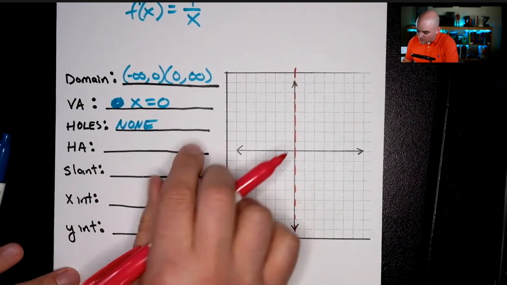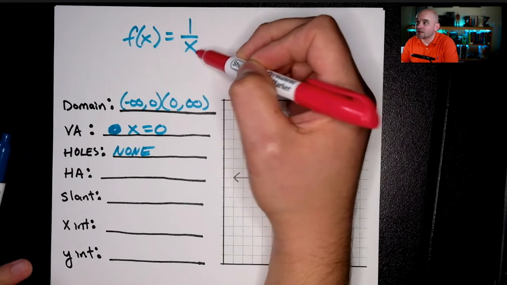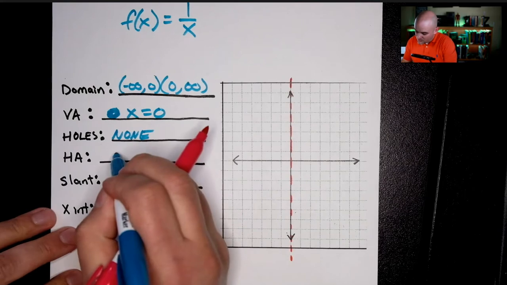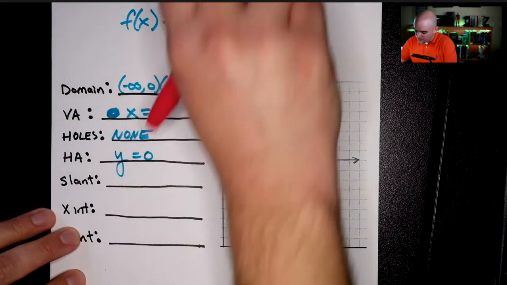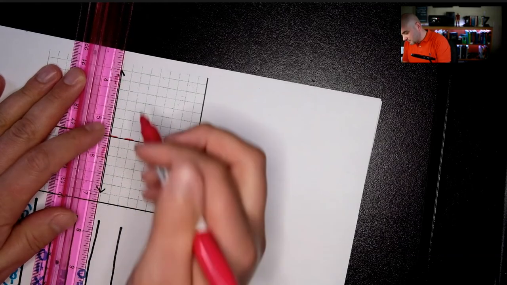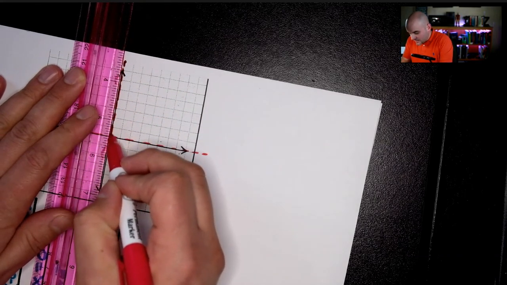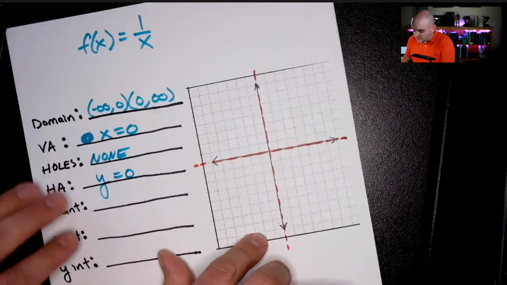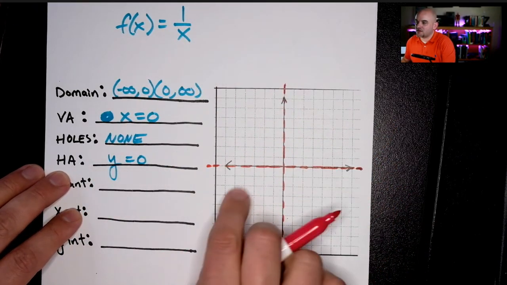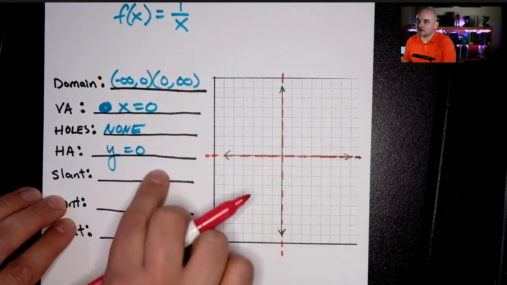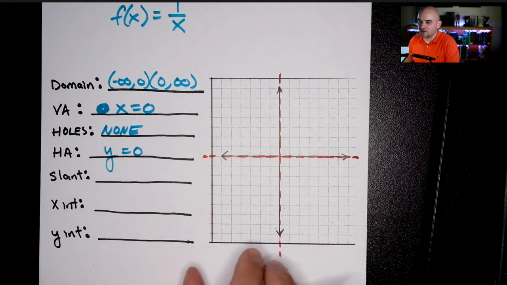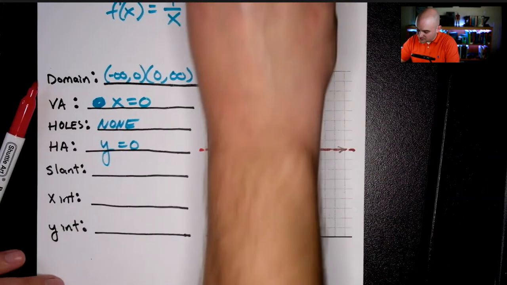The horizontal one, because the degree of the numerator is less than the denominator, we have a horizontal asymptote at y equals 0. And so notice, now we're going through and doing this parent function not just by memorizing and saying, I know 1 over x has this, and we're just going to plot a few things. We actually have understanding behind what we're doing here when we're graphing the parent function. There is no slant asymptote.